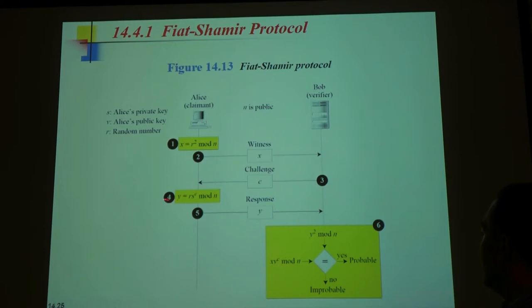Okay? Then calculate Y, which is R, the random number, times S, which is the private key, to the power C, the challenge, mod N. And that would be Y. You send Y. Okay? So now what you compare, I mean, Bob will receive Y and calculate Y squared mod N. If it equals X times V to the power C, because Y equals R times S to the power C, then if they are equal, yes, possibly, or no. Okay? So this is one of the techniques.